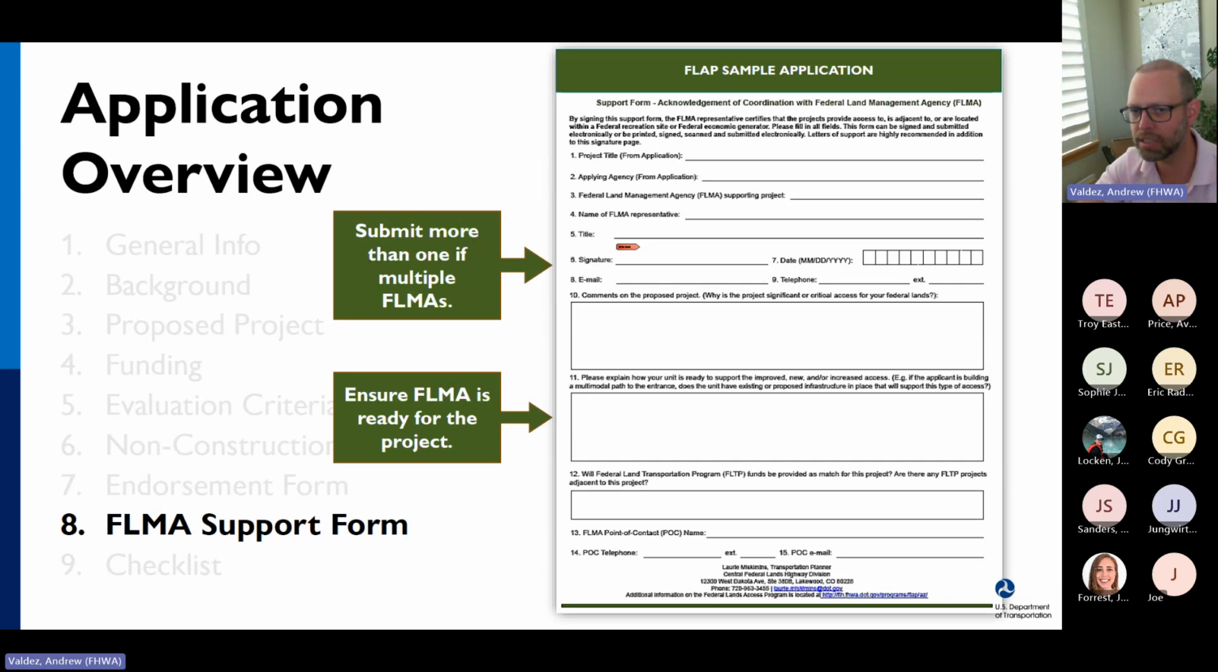Similarly, this is the FLMA support form, also just one page, but this helps us see that there's been coordination and collaboration with the land management agency. We wouldn't want to fund a project that's not in alignment with the management objectives of the unit.